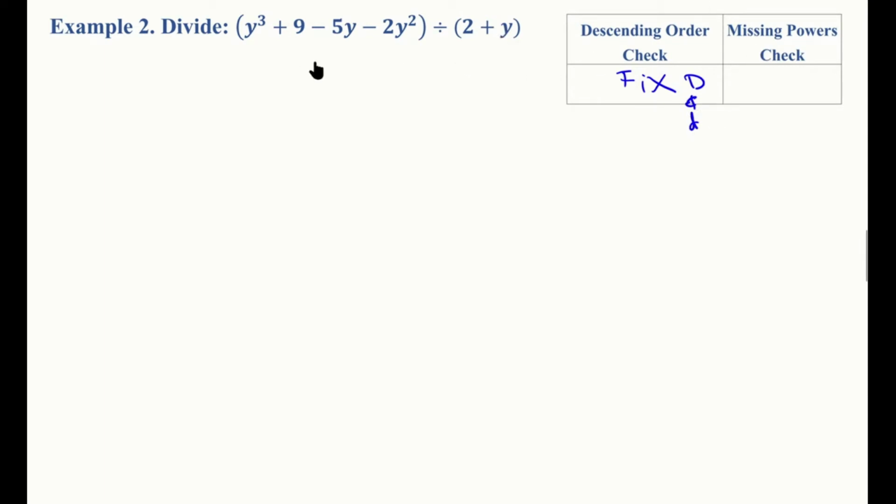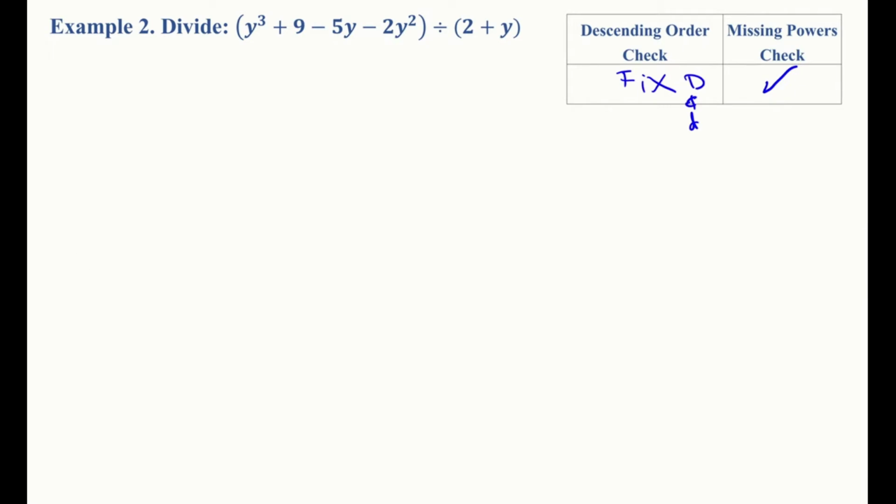How about missing powers? Does this polynomial contain any missing powers? No, we're going from cube to squared to first degree to 0, no missing powers. Nor is this one. This is a first degree term, that's a 0 degree term. So this one we're fine. So we're just going to put both in descending order and proceed.